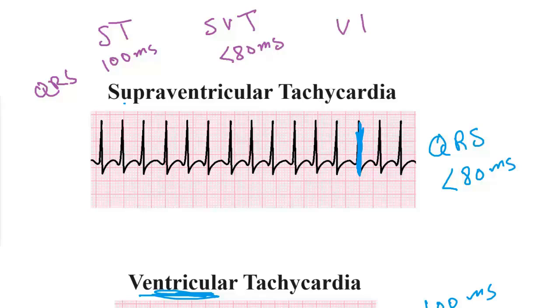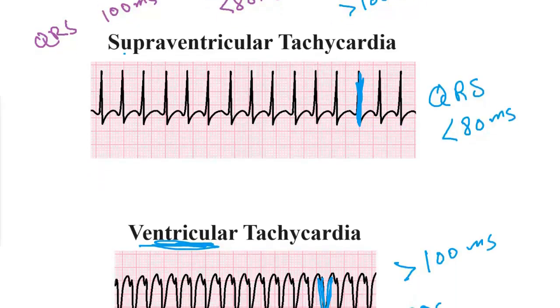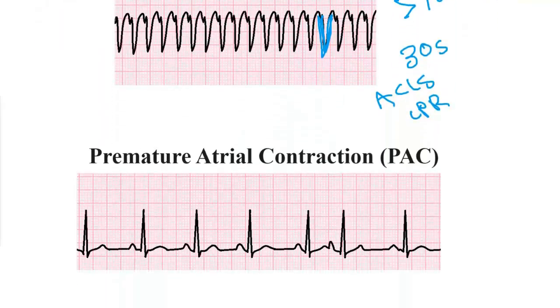And lastly, we have ventricular tachycardia. Okay, could you tell me, where is the source of depolarization? The ventricle. And how wide or narrow is the QRS? It's pretty wide, more than 100 milliseconds. And what happens if it's sustained 30 seconds or more? Patients will undergo hemodynamic collapse, and you've got to do ACLS algorithm and the CPR for these patients. Okay, so that was the summary of these.